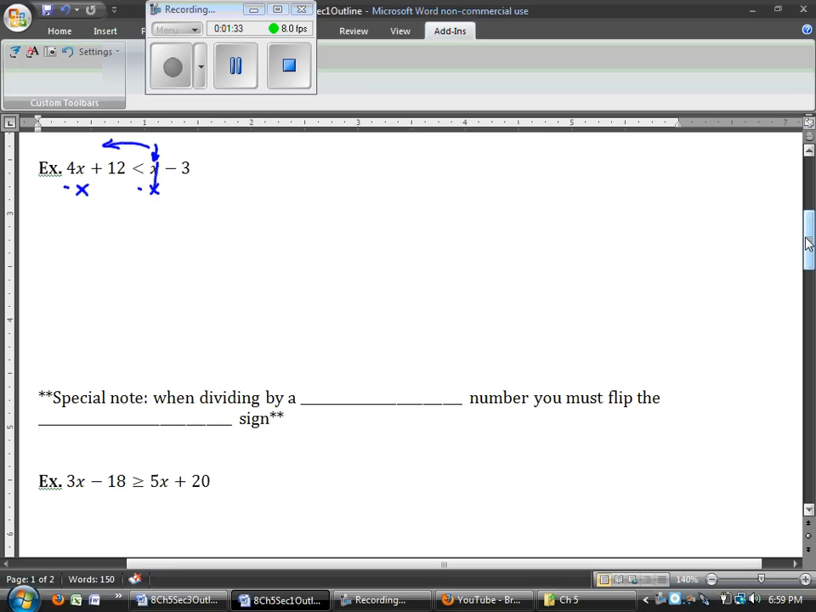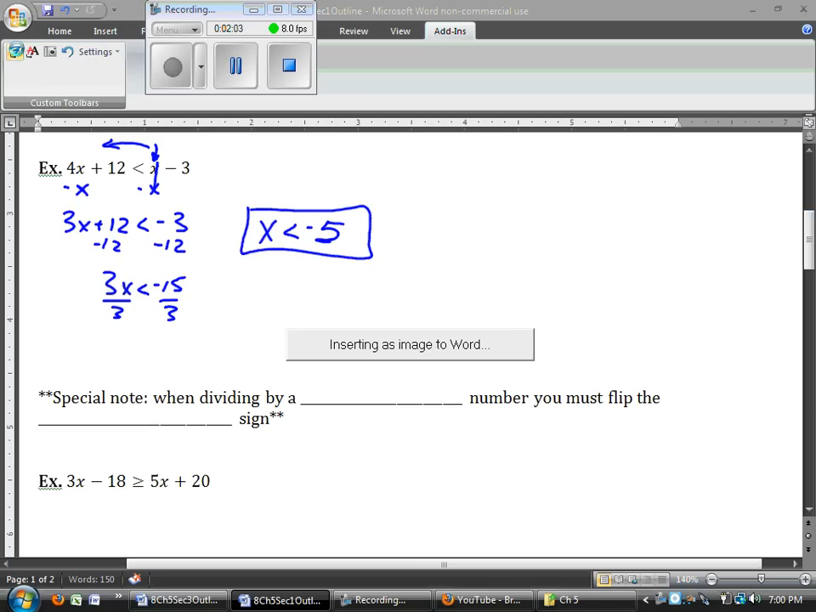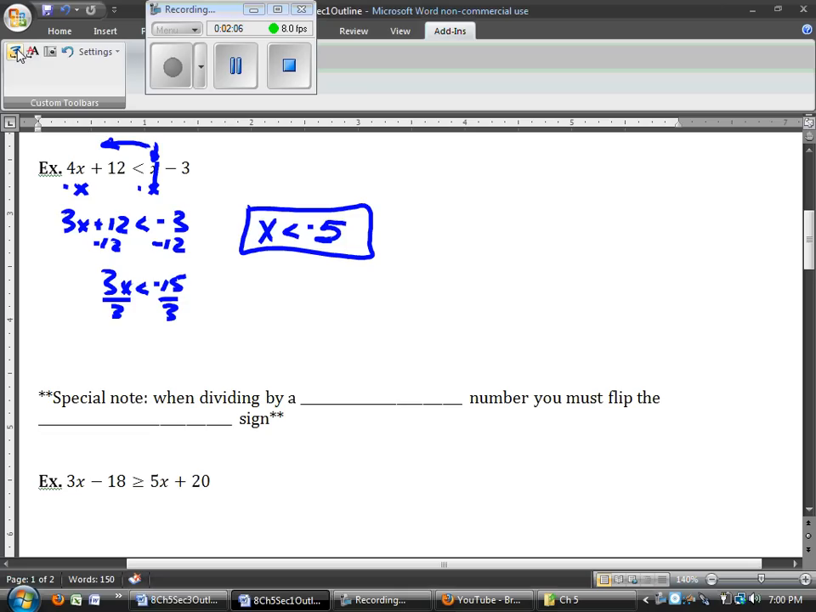But we can get rid of that x, so then I have 3x plus 12 is less than negative 3. Move my 12 over by subtracting it, and 3x is less than negative 15. Final step, there's nothing to combine, so I can move to my final step by dividing by 3 and getting x is less than negative 5. Okay, easy enough. Go ahead and save that in there. X less than negative 5.